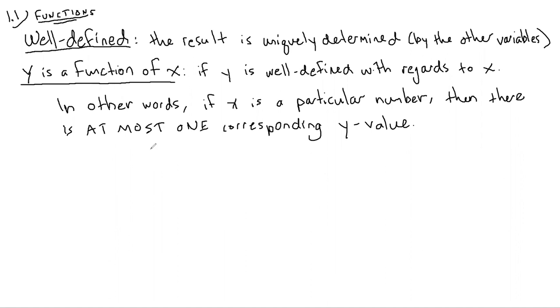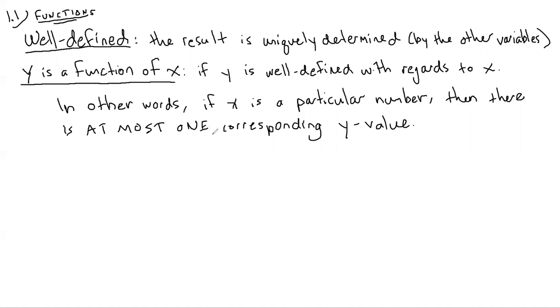Sometimes you'll hear me say that something's well defined, and that means that the result, or you can think of it as the output, is uniquely determined. Specifically, if we plug things in for the other variables, it uniquely determines what the variable you're interested in is. And so we can say that y is a function of x if y is well defined with regards to x. In other words, if x is a particular number, or if we plug a number in for x, then we get one output for y, so at most one corresponding y value.